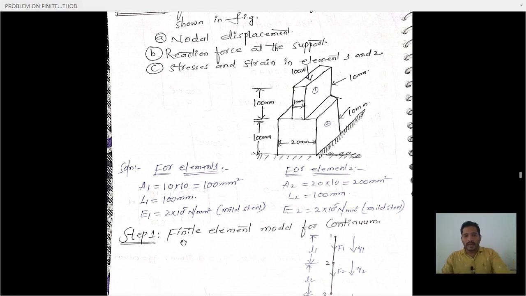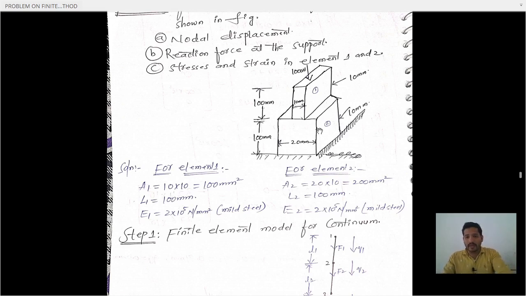So let us see, this is one block. This block we can say is the second element block. Upon it, one more block is placed, so it is resting on the second block. The first block is placed on the second block. On this first block, a compressive force of 1000 Newton is acting. The length of the first block is 100 mm. It represents L1, and the length of the second block is L2.